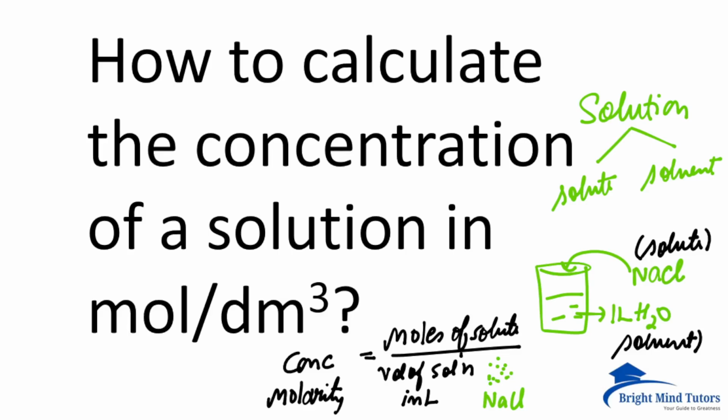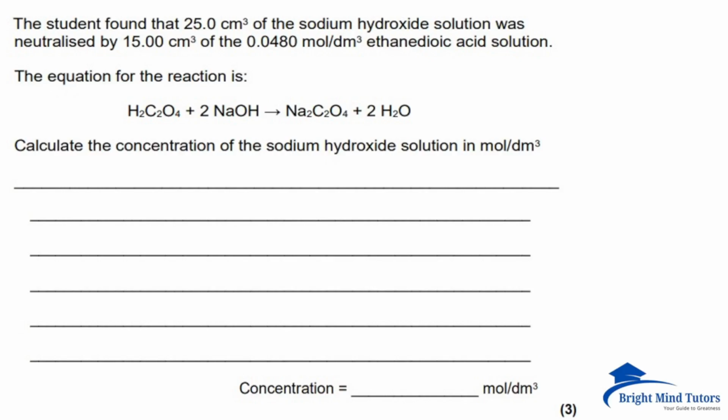Okay, so through a question, let's describe this. The question says the student found that 25 centimeter cube of the sodium hydroxide solution, what is sodium hydroxide? NaOH, was neutralized. So now a new term you are encountering over here. It is neutralized by 15 centimeter cubes of 0.0480 moles per decimeter cube of ethane dioic acid solution.